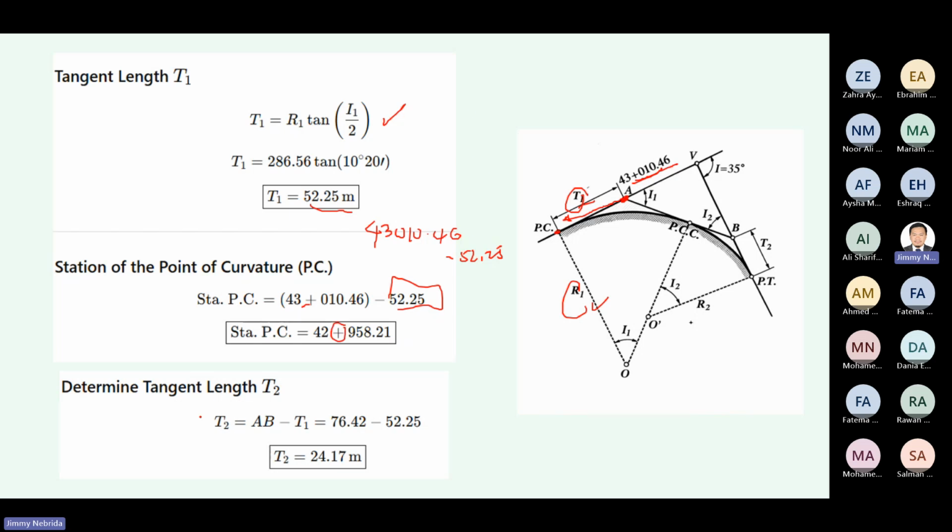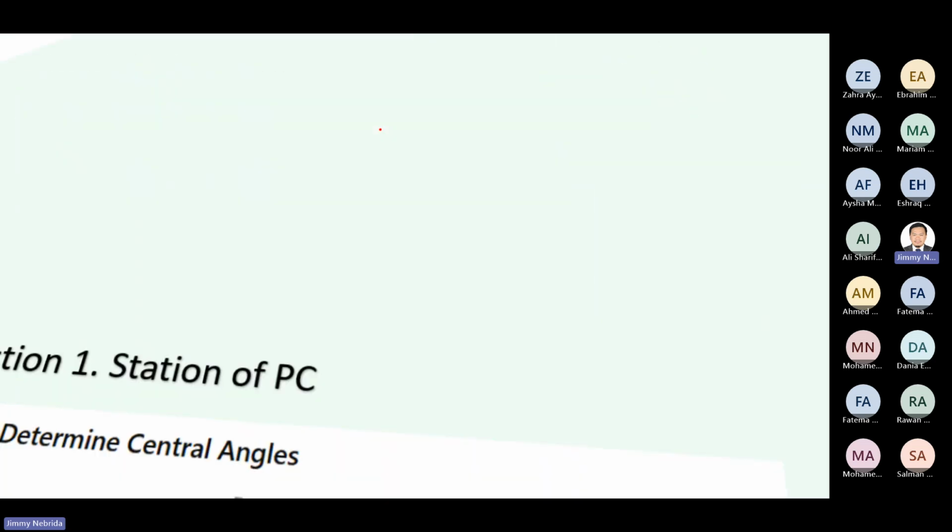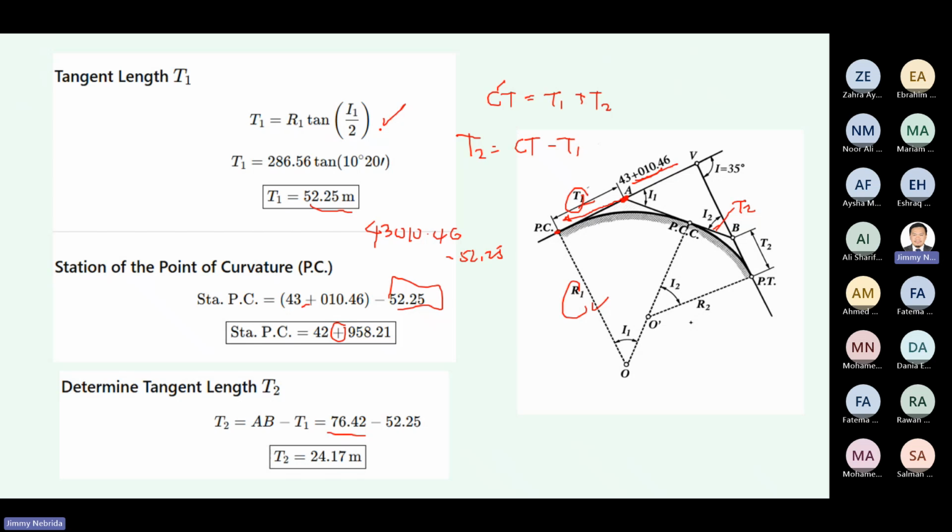Now, determine the tangent length T2. T2 here is easy to calculate already because you have the common tangent, which is equal to T1 plus T2. Common tangent is given. That's why T2 is equal to the common tangent minus T1. The common tangent is already given, 76.42. It's given in the problem, okay? So we can calculate T2.